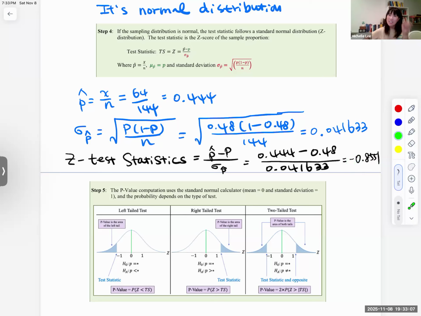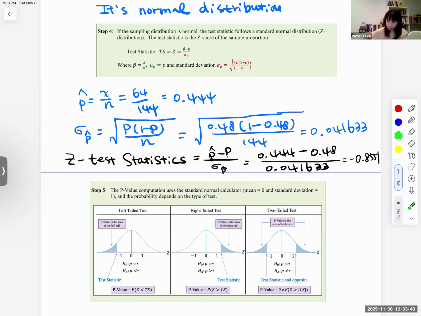Okay, let me talk. Z-score is distance in terms of standard deviation, right? So 0.8551 is distance in terms of standard deviation. We say below the mean because it's negative. If it's positive, we say above the mean. So this is below the mean, because the mean equals 0. Make sense? Okay, so we did that before.